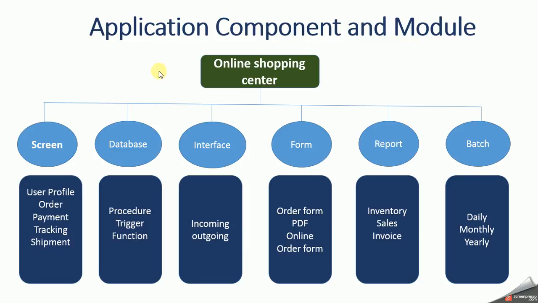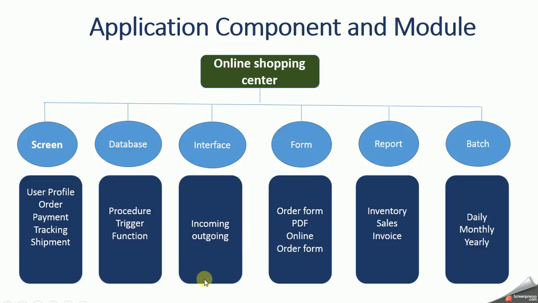Similarly, an application software or web-based application software has a few components like screen, database, interface, form, report, and batches, and there are modules like user. One screen has a lot of modules. Here is an example: user profile, order, payment, tracking, shipment, and procedure, trigger, function. So all that combination makes one online application or desktop application.